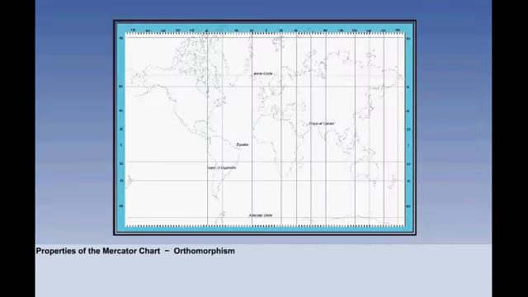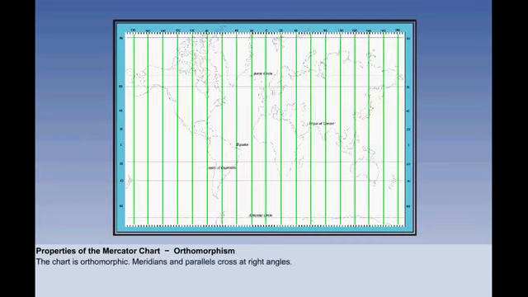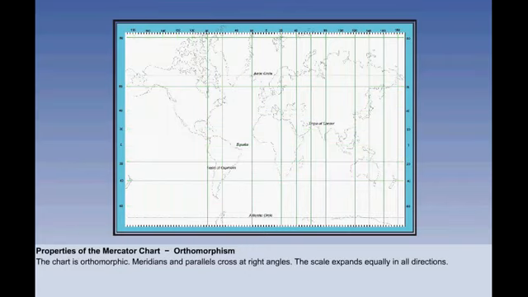The next chart property to consider is orthomorphism. Mercator's projection is orthomorphic. Meridians and parallels cross at right angles. And Mercator designed it such that the scale expands equally in all directions. So the Mercator chart is orthomorphic, but non-perspective.